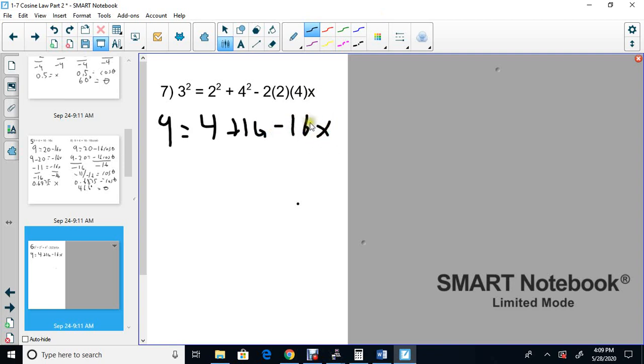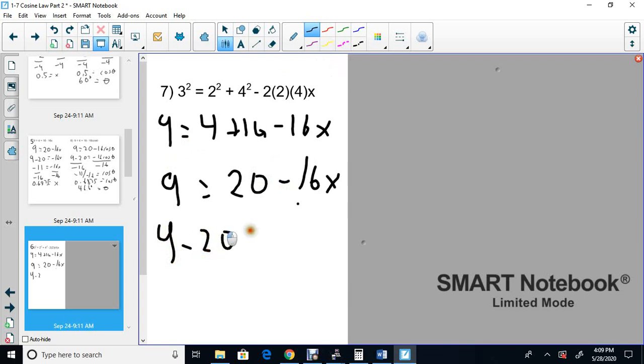Okay, so all I did, 3 times 3 is 9, 2 times 2 is 4, 4 times 4 is 16. Then I multiplied all these numbers. Now on this step, I can only add the two numbers, so 20 minus 16x. I can't subtract this 16x. I got to bring the 20 to the other side. So it's like 9 minus 20 equals negative 16x. 9 minus 20 is negative 11 equals negative 16x.